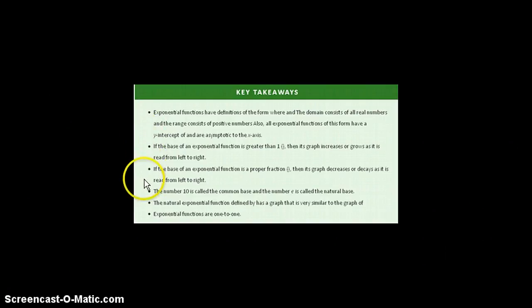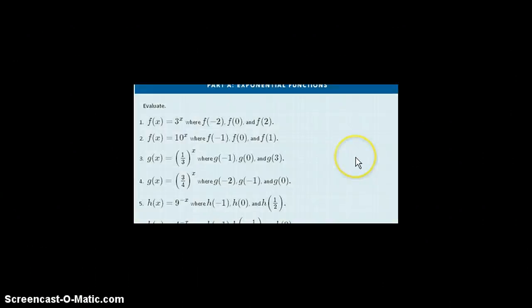Again, in your assignment here, starting off with some very basic problems, please substitute these values in for the x. So for example, f of 0 is 3 to the 0, which is 1, and so forth. Again, the assignment's not too bad, but you need to spend some time with it.